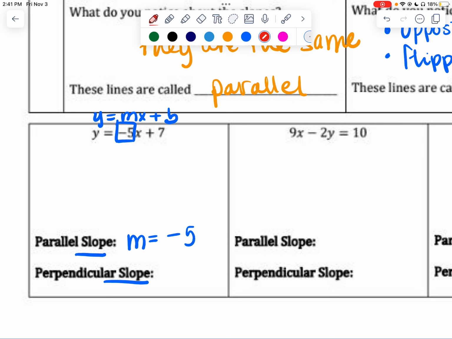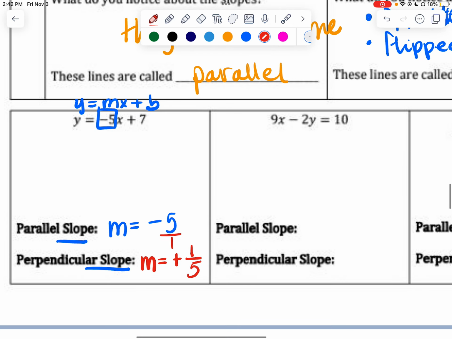But if I'm looking for the perpendicular slope, that's going to be opposite. Opposite of negative is positive, and flipped. Now I see that that is 5. That's the same thing as saying 5 over 1. So 1 over 5 when I flip it. Here are my slopes. Parallel, -5. Perpendicular, positive 1 over 5.